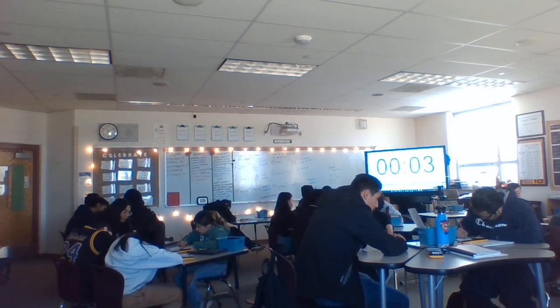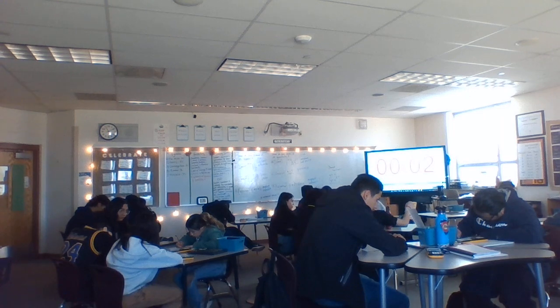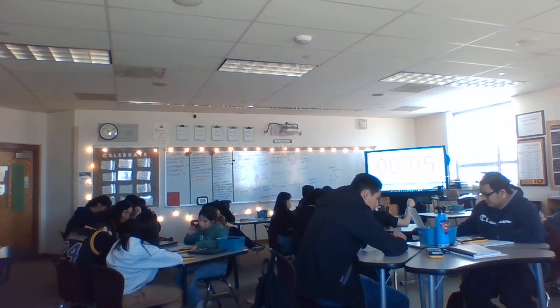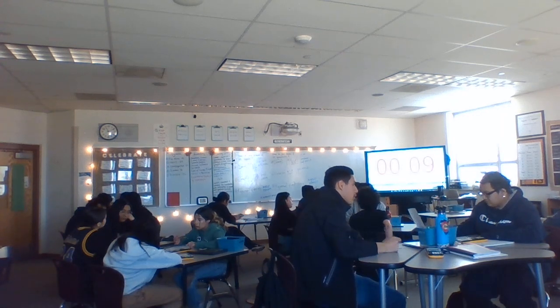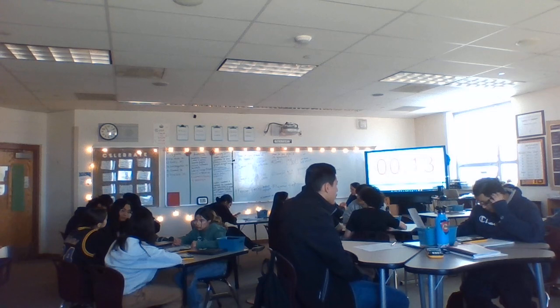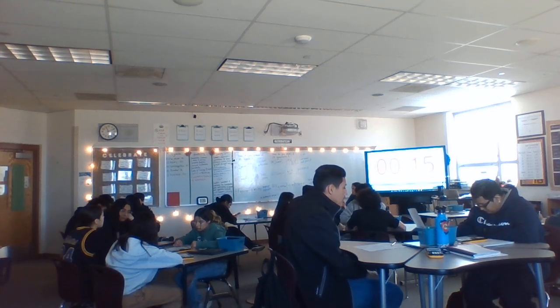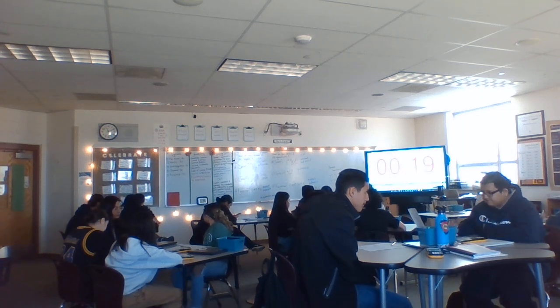Now, we want to make our equation. y equals mx plus b, where m is the slope and b is the y intercept. We know this, right? We're going to do rise over run. What's our rise? We're increasing by.